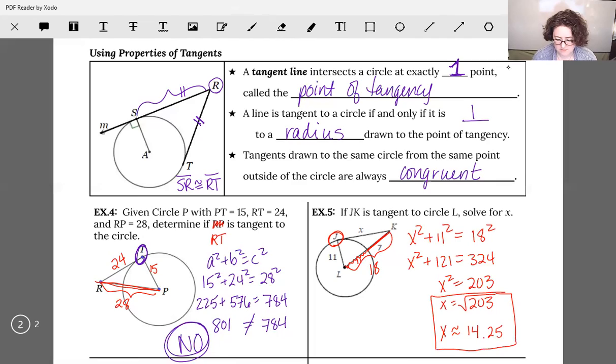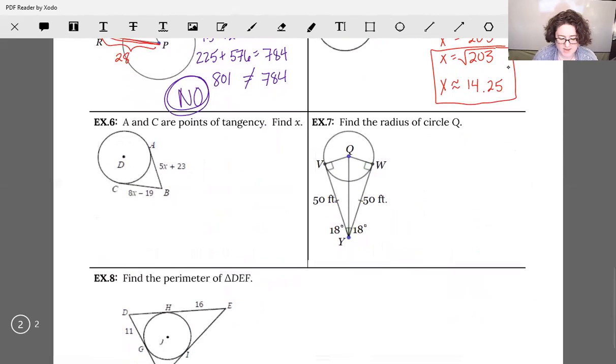All righty. Example 6. A and C are points of tangency. Find x. If A and C are both tangency points, and they both go out to segment B, what needs to be true about those two segments according to the definition that we just had at the top of the page? Well, any two tangents drawn out to the same point are always going to be congruent to each other. So that means we can do 8x minus 19 equals 5x plus 23. The problem is just asking us to solve for x, so it's a two-step equation.